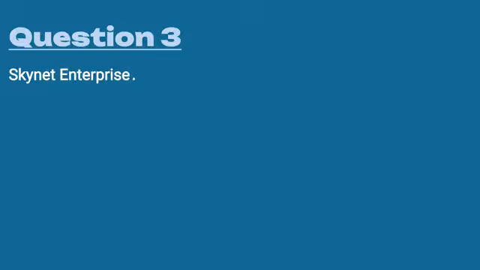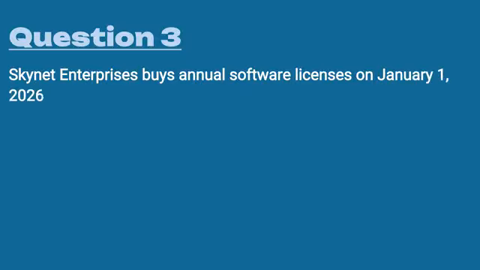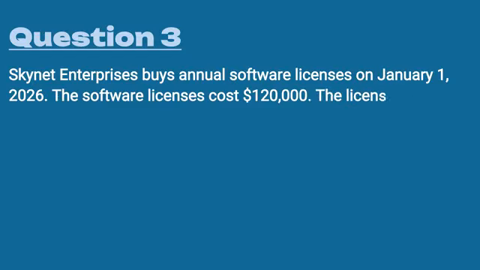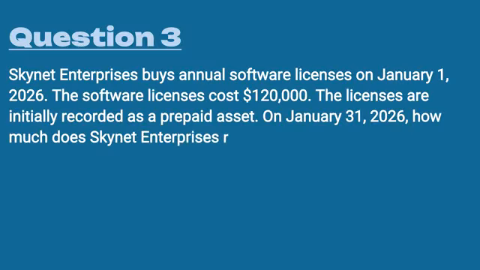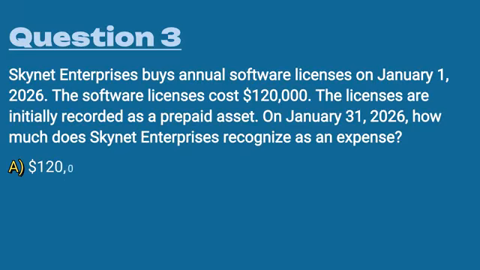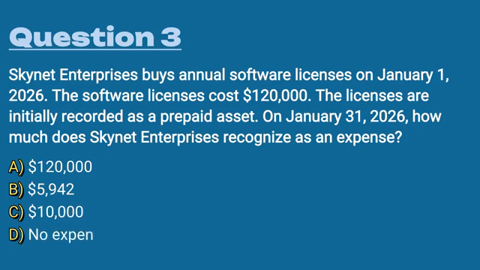Question number 3. Skynet Enterprises buys annual software licenses on January 1st, 2026. The software licenses cost $120,000. The licenses are initially recorded as a prepaid asset. On January 31st, 2026, how much does Skynet Enterprise recognize as an expense? A, $120,000. B, $5,942. C, $10,000. Or D, they do not recognize an expense.